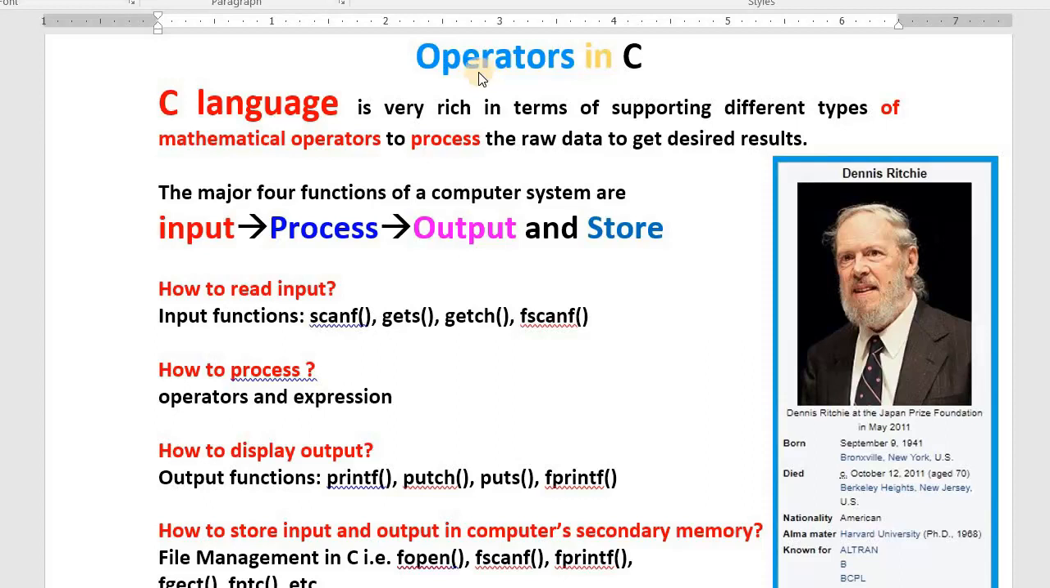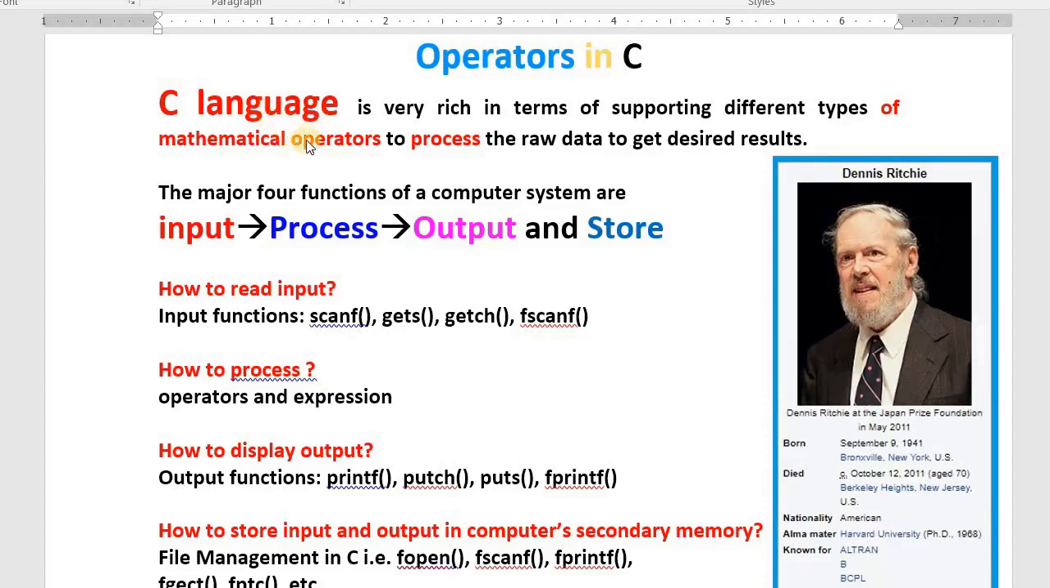Then I begin this topic with one of the good characteristics of C language. C language is very rich in terms of supporting different types of mathematical operators. Usually, while learning mathematics subjects, whichever operators we use, the same operators you can use while writing computer programs also.